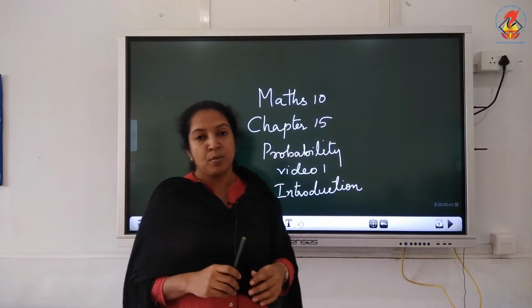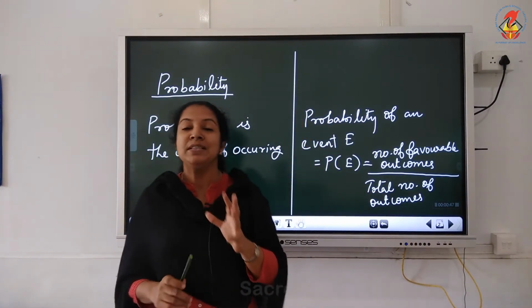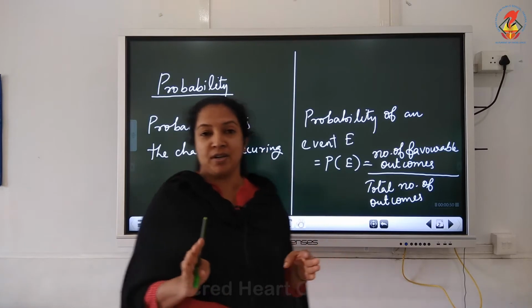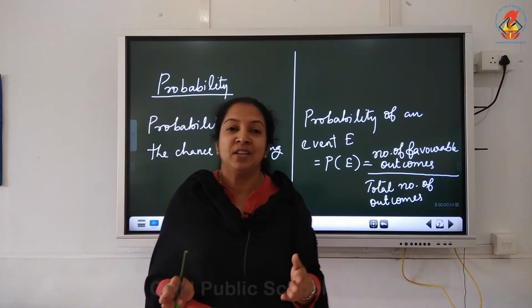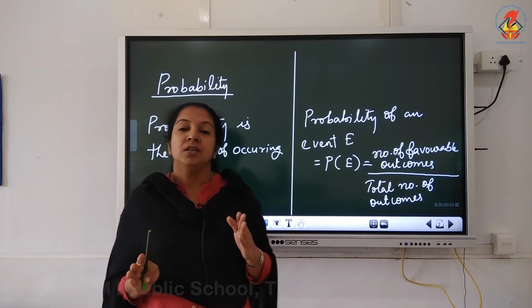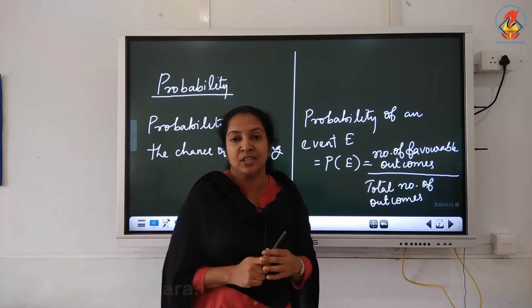Chapter 15, Probability. Probability is the chance of occurring. Best example is weather forecast. So, what's the formula to find the probability of an event?